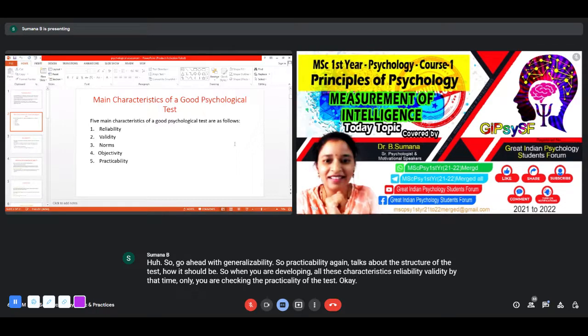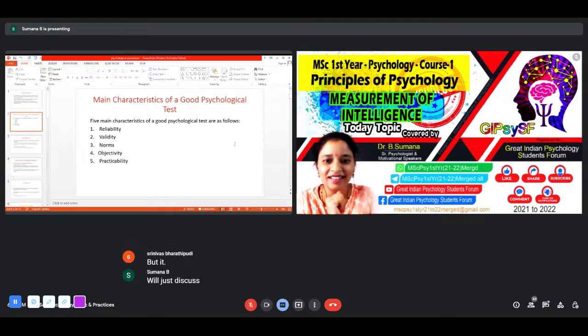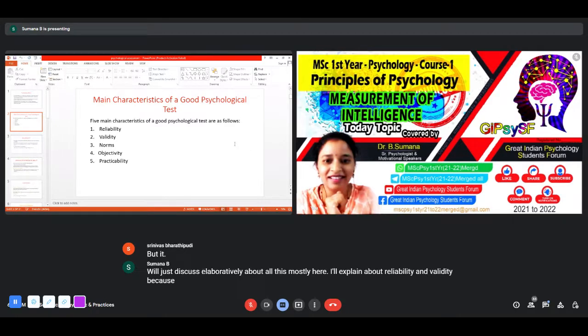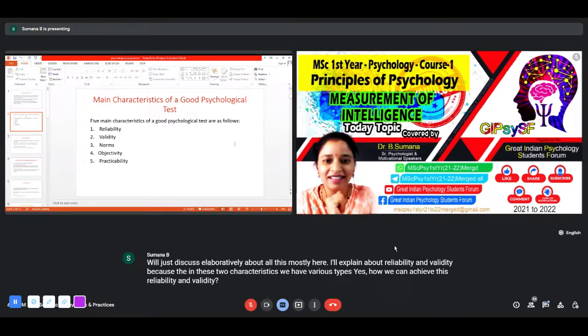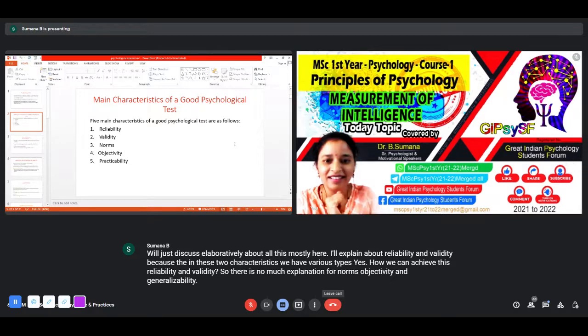Okay, shall we move on? We'll discuss all of this elaborately. Mostly here I'll explain reliability and validity, because in these two characteristics we have various types, and how we can achieve reliability and validity. There is not much explanation for norms, objectivity, and generalizability; you can use your own terminology to explain these three concepts.